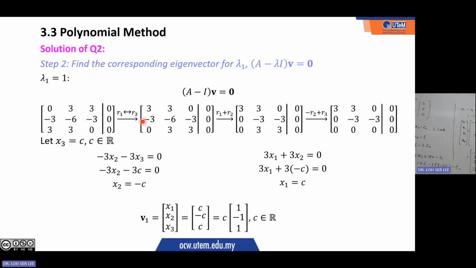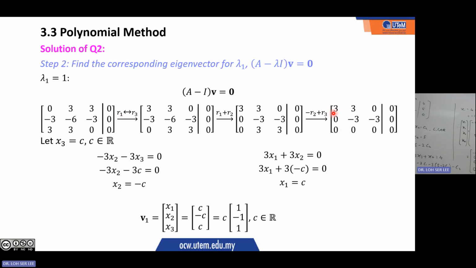But before row reduce, you have to swap these two rows, either first row with second row or first row with third row, because this should be a non-zero pivot. So after you swap, you row reduce.